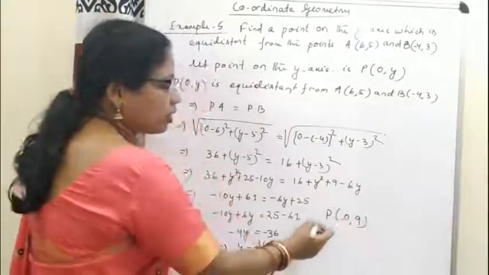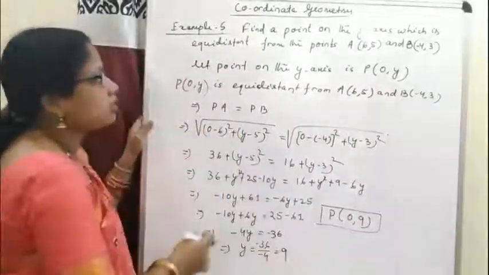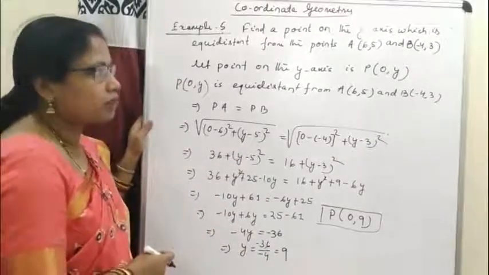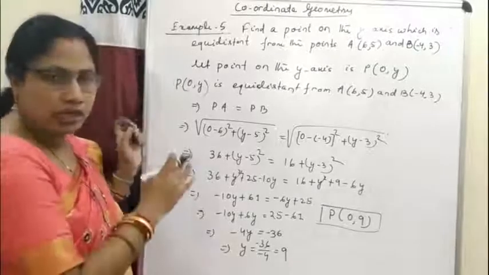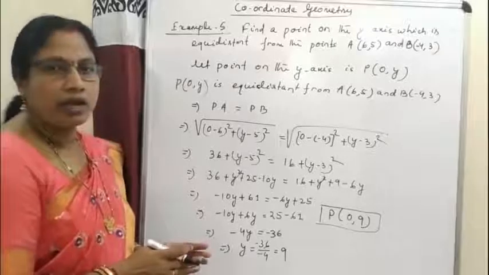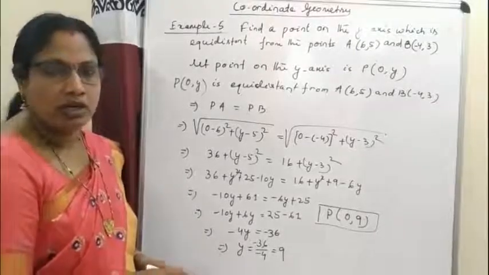So the coordinates of point P are (0, 9), which is equidistant from the points A (6, 5) and B (minus 4, 3). So this is all about the distance formula. You can apply the formula in calculating the distance between two points having coordinates.